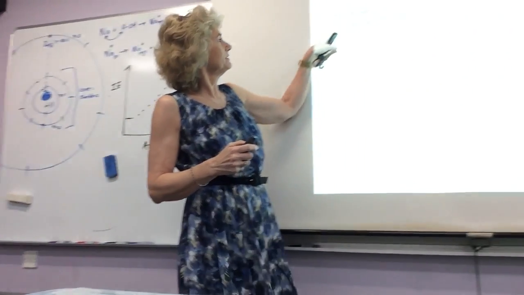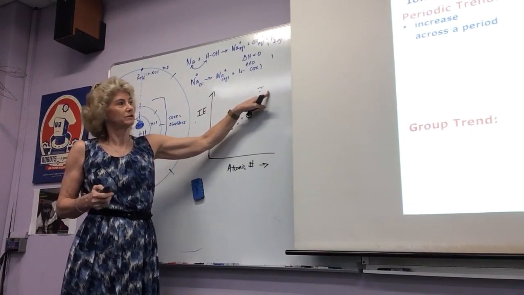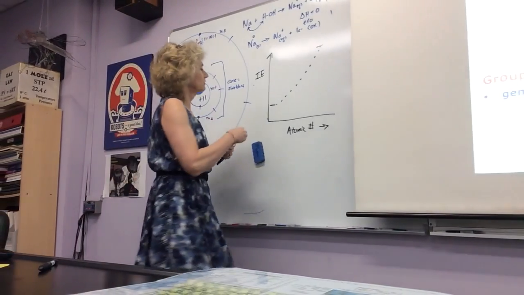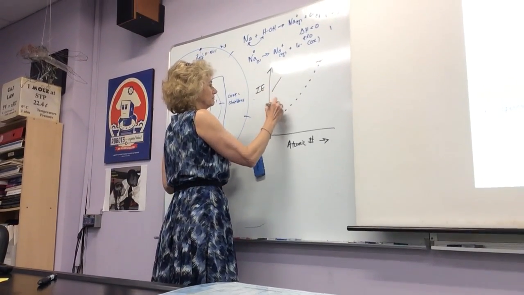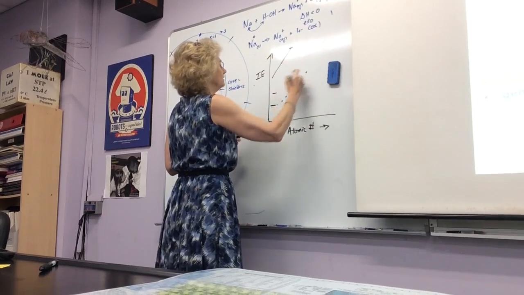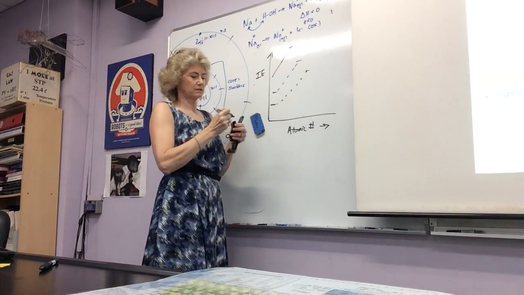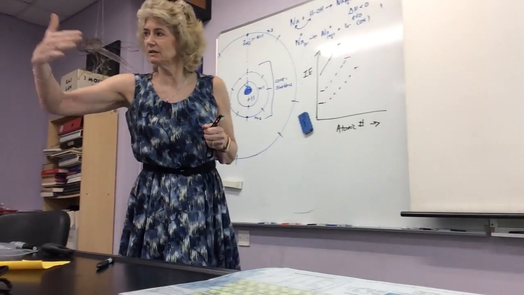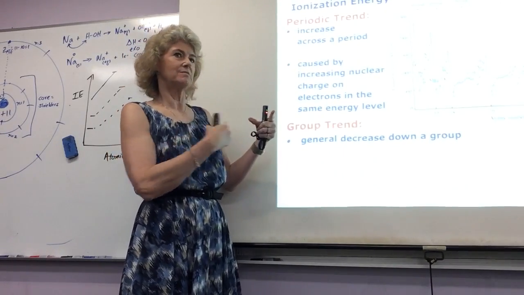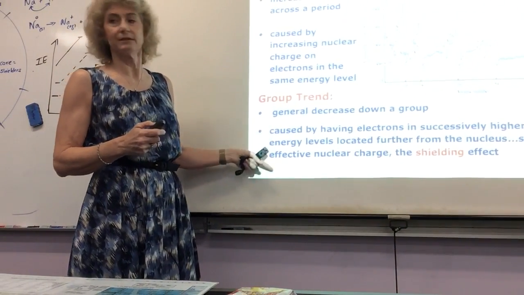So across a period, IE increases, it gets harder to remove an electron. You've got to put more energy into it. Down a group, we can put the first one. I'm going to put helium way up here. Down a group, it gets lower because there's more shielding, because there are these inner shells. So going across, you have the bigger nuclear charge, same energy valence level. They don't shield each other. Down a group, there's a whole bunch of shielding.